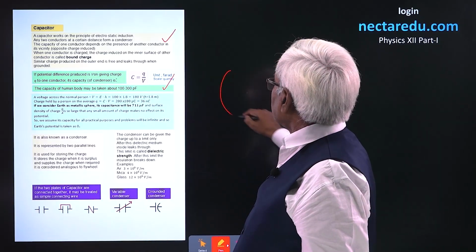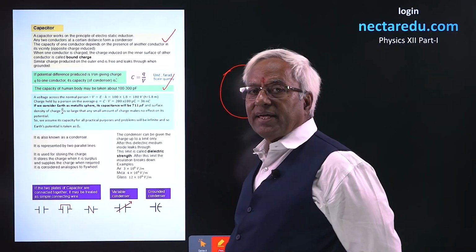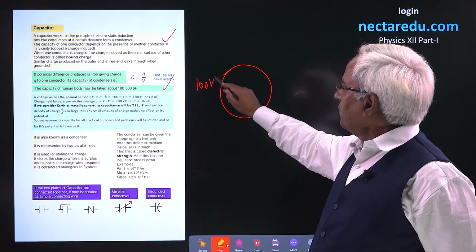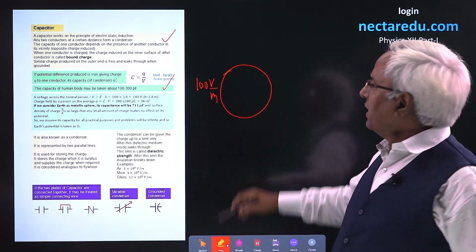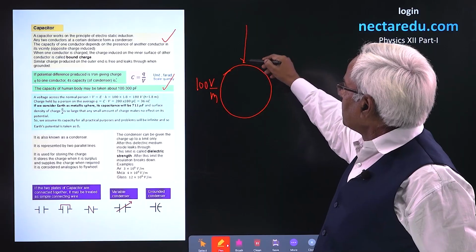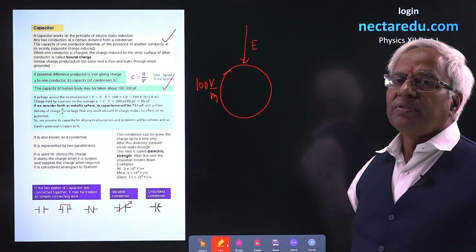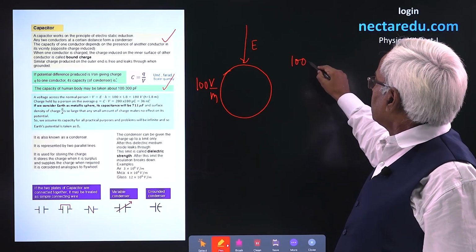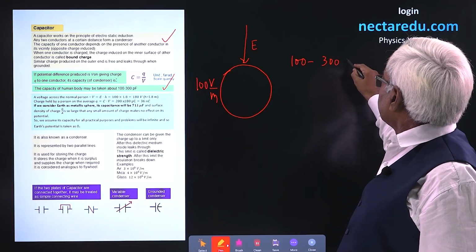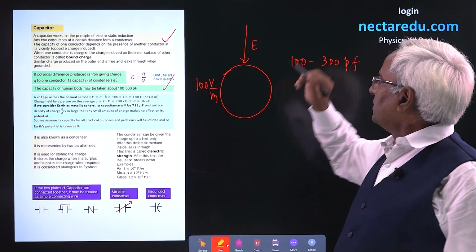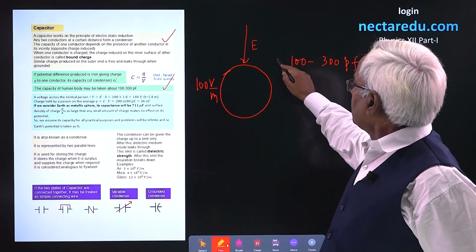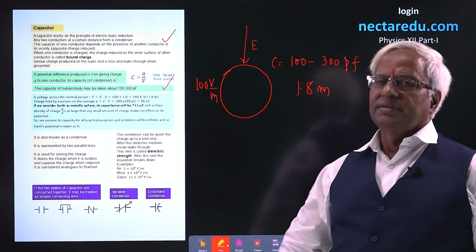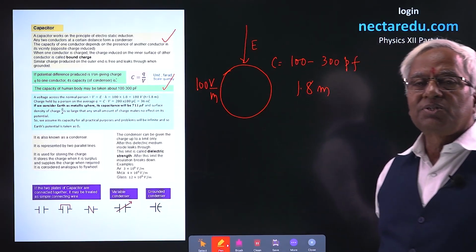Now, you know, this is Earth. Earth has negative charge over it. Around Earth, the electric field is 100 volt per meter all around, and always it is vertically downward. If there is a person, their capacity might be considered somewhere between 100 and 300 picofarad. Now, if we consider the height 1.8 meter, that's a little less than 6 feet.